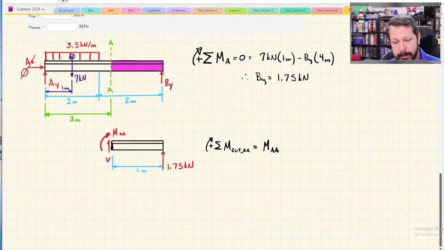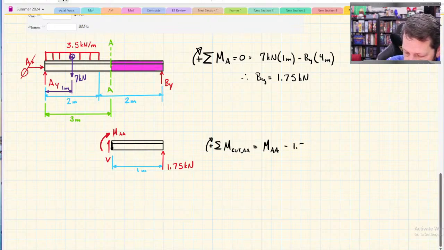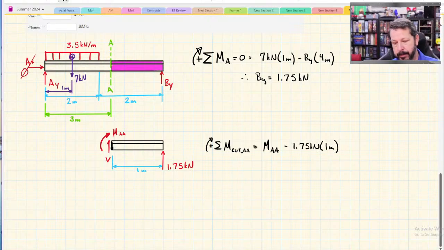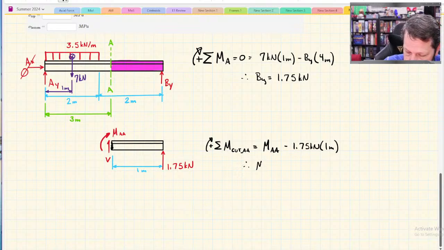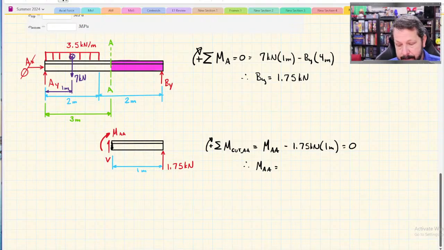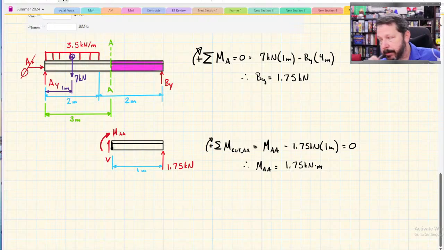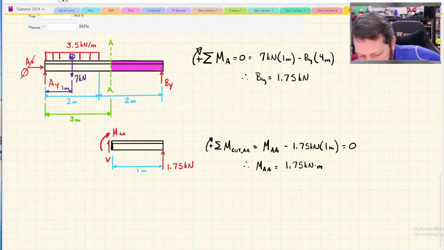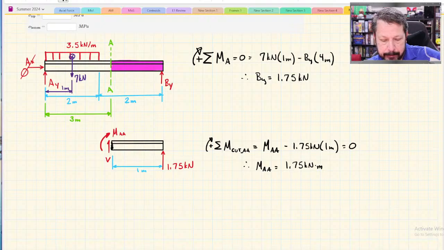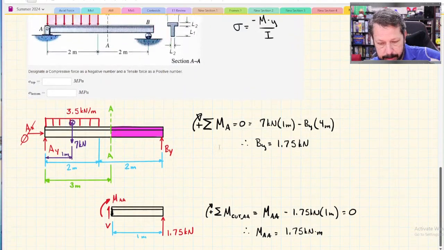I'll give it a plus sign because I said clockwise moments were positive. And then minus 1.75 kilonewtons with a 1 meter moment arm. So therefore, the moment on section AA equals 0. Move things to the other side of the equal sign and it becomes positive 1.75 kilonewton meters. All right, so we have that part. And now what we need is to fill in the other pieces.